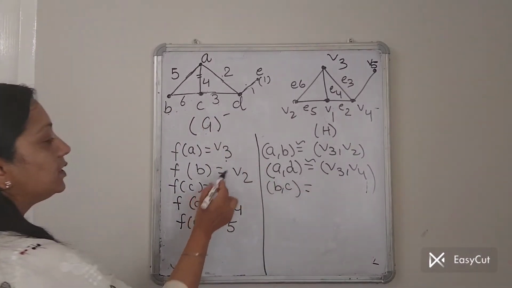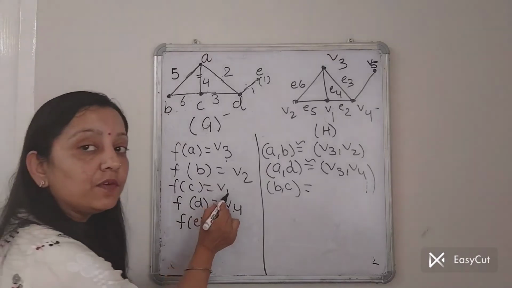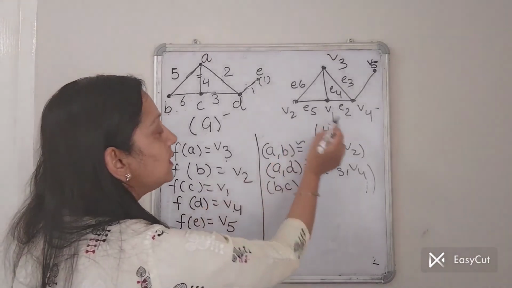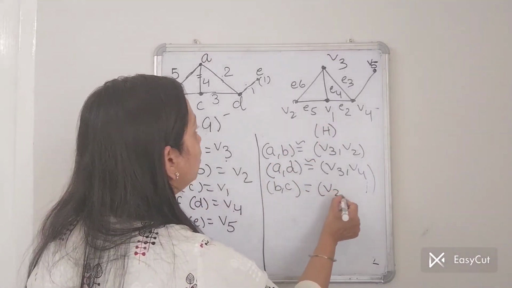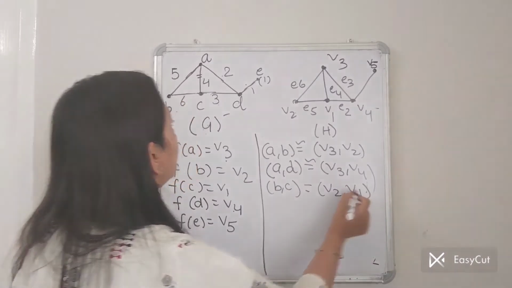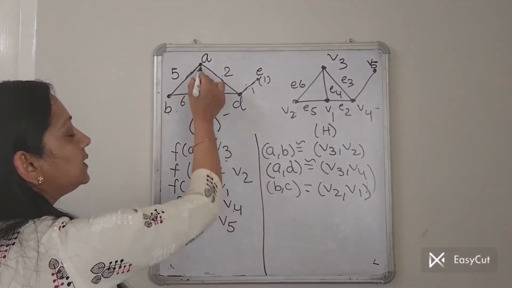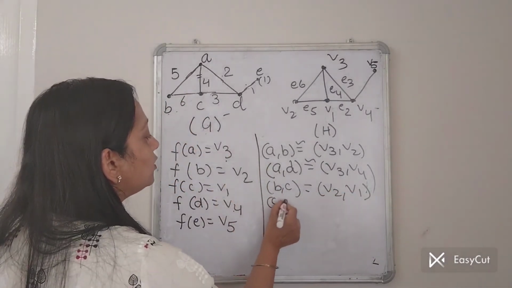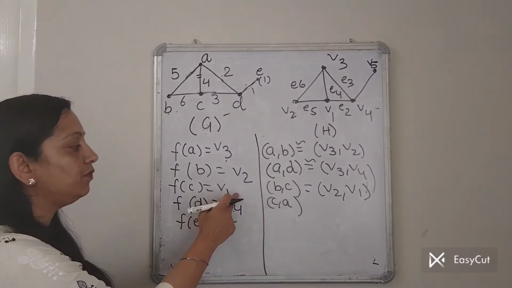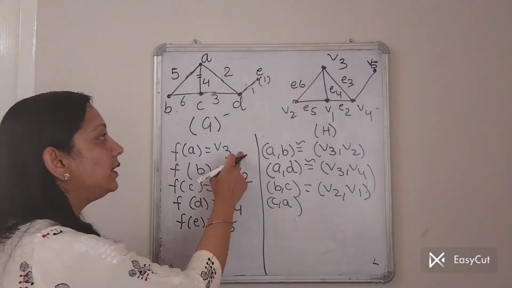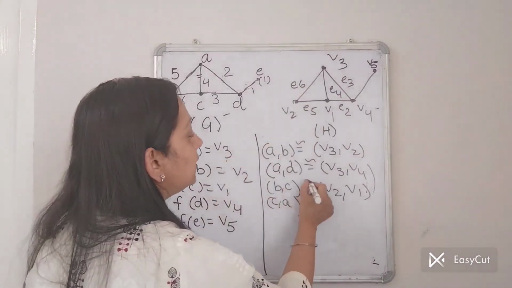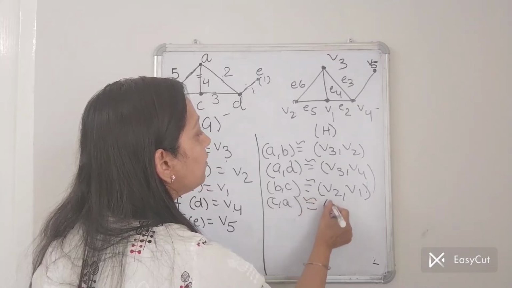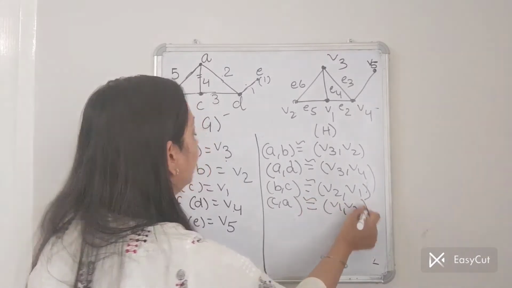So, that means there must be an edge between vertex V2 and vertex V1. So, yes, there is an edge between vertex V2 and V1. Then, there is an edge between vertex C and A. So that means there must be an edge between vertex V1 and vertex V3. So yes, there is an edge between vertex V1 and V3.